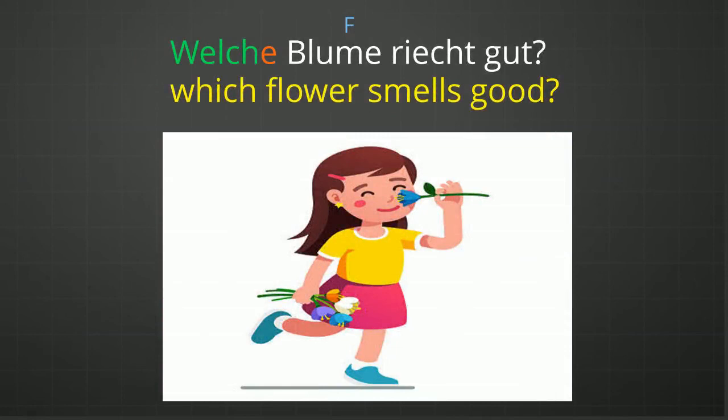Welche Blume riecht gut? Blume is the subject in the sentence, and that is why it has to be in nominative case. Blume is feminine gender noun, and that is why e is ending added to welche.